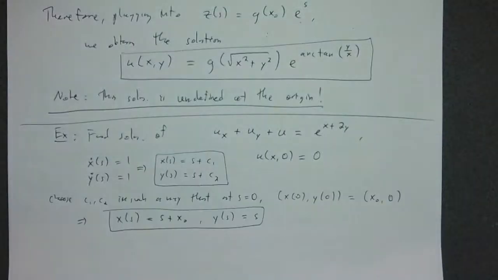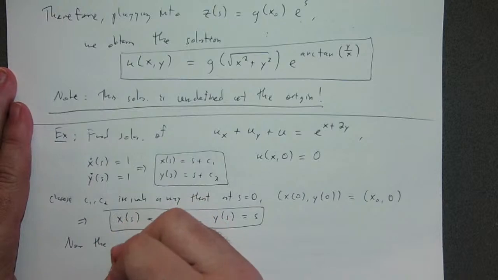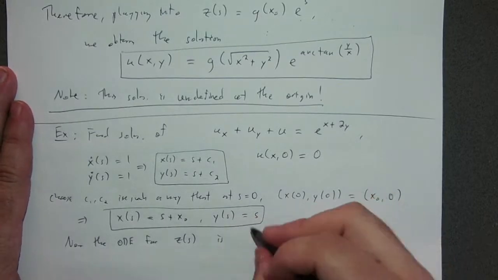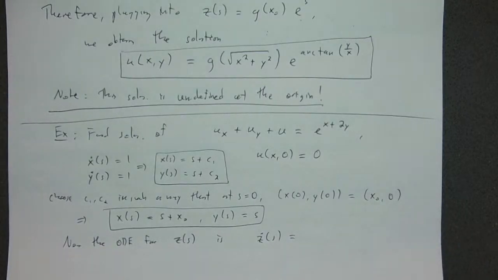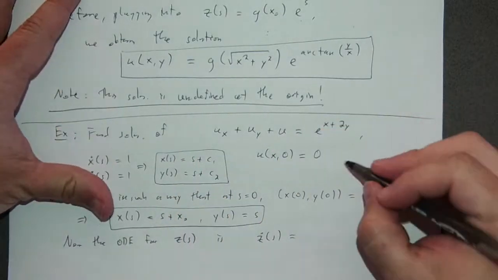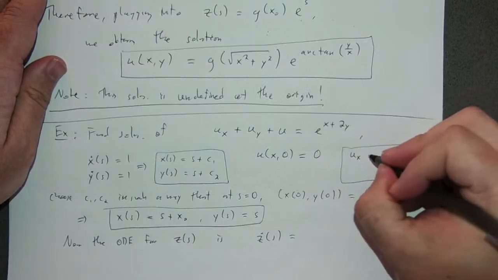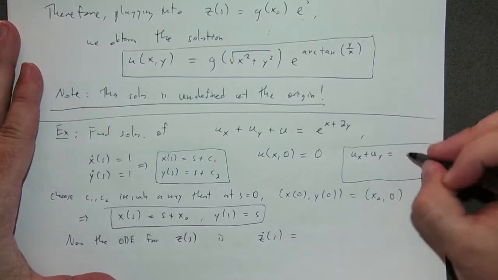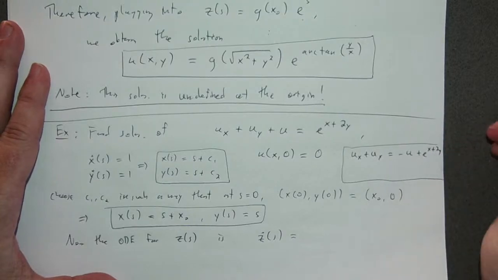What is this then? Well, now the ODE for Z of S is, by the characteristic equations, Z dot of S is what? So this U is on the left-hand side, but I need to put this here. Let's put this in the form that the characteristic equations are stated in, you can call it normal form, I guess. So this would be minus U plus e to the x plus 2y.